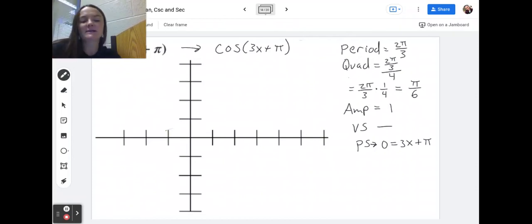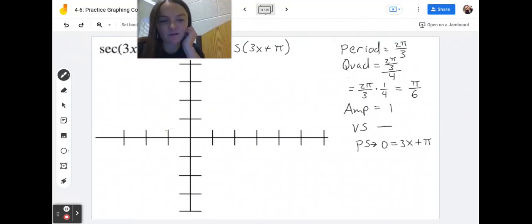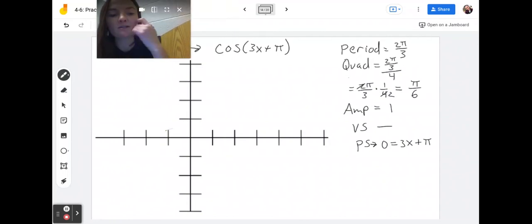Okay, I figure I'd pause here because I want to walk through how to find the phase shift on this one. Okay, you should get a period of 2 pi over 3. To find the quadrant, all you need to do is take the period, which is 2 pi over 3, and divide by 4. Now, dividing by 4 is the same thing as multiplying by a fourth. So 2 pi over 3 times 1/4 is going to simplify to pi times 1 over 3 times 2, which is pi over 6. Our amplitude, on the other hand, is going to be 1.